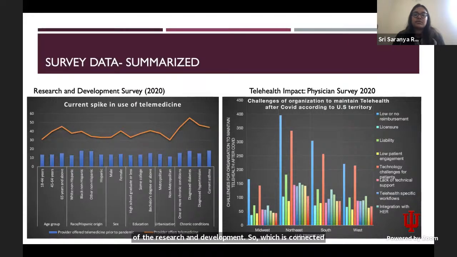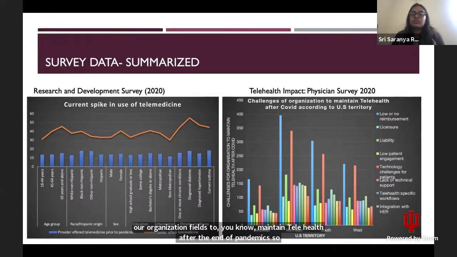Telehealth Impact Physician Survey. So the first chart talks about how there is a sudden spike in the use of telemedicine in the last 1 year. Obviously, it's due to the COVID pandemic. And the second chart is from the Telehealth Impact Physician Survey. It portrays the different challenges which an organization feels in maintaining telehealth after the end of the pandemic. So we can work on them to reduce those and increase the adoption.